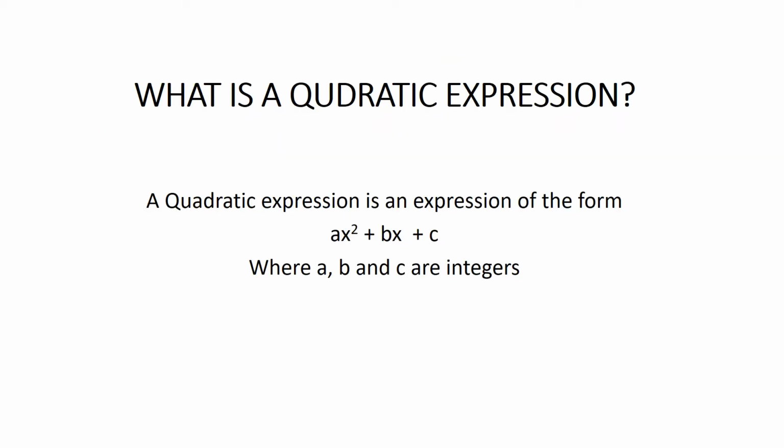So what is a quadratic expression? Well, a quadratic expression is an expression of the form ax squared plus bx plus c, where a, b, and c are integers. Again, we note that a is a coefficient of the term in x squared, b is a coefficient of the term in x, and c is a constant term.